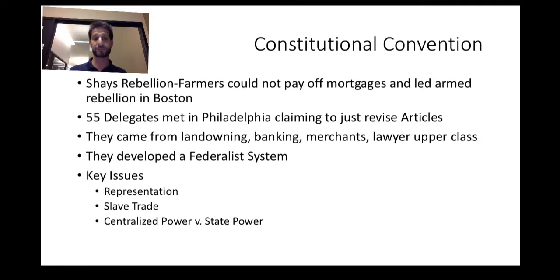Now, all these guys came from the aristocracy of America, the landowning, banking, merchant, lawyer, upper class. They ended up developing a federalist system. What do I mean by that? There was going to be multiple layers of government. There would be a central government, states government. We've ended up having local governments as well. The key issues they had to deal with was representation, how to deal with the slave trade, and then how to deal with centralized power versus state power.